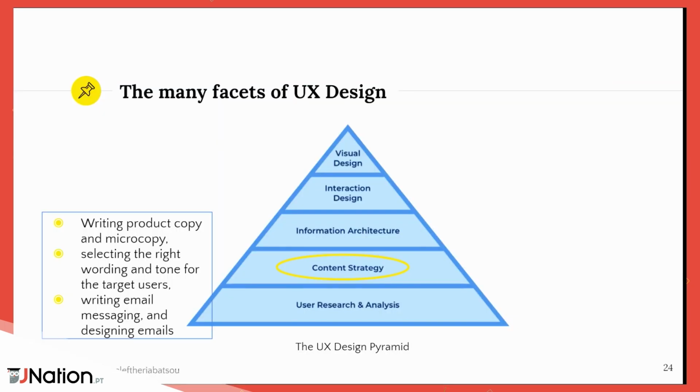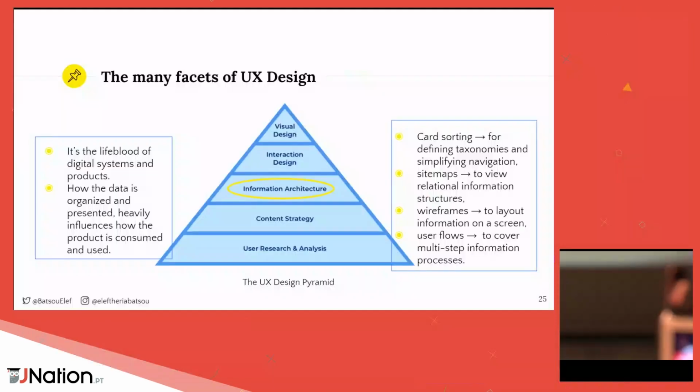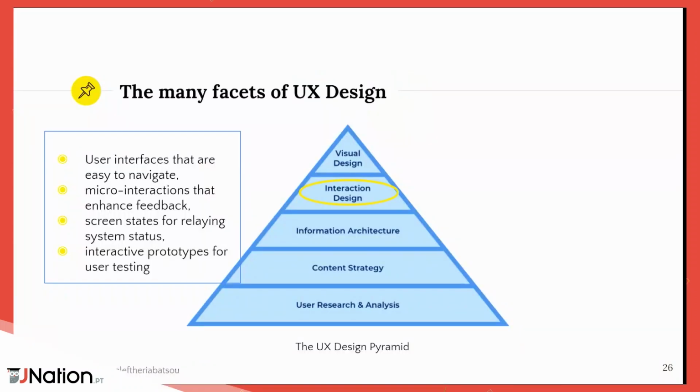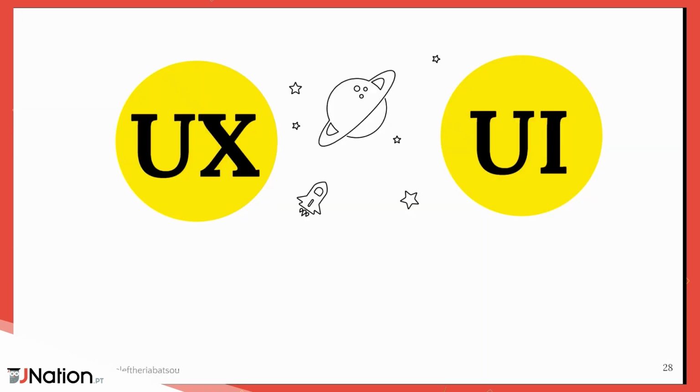So we have content strategy. Again, here a lot of things about copy, microcopy, how we are going to word things, how we are going to present things. And then we have information architecture. Again, here a lot of things, like card sorting, sitemaps, wireframes, user flows. And then, as I said, interaction design and visual design are the things that the UI designers would mostly do, so I'm going to skip them for now.